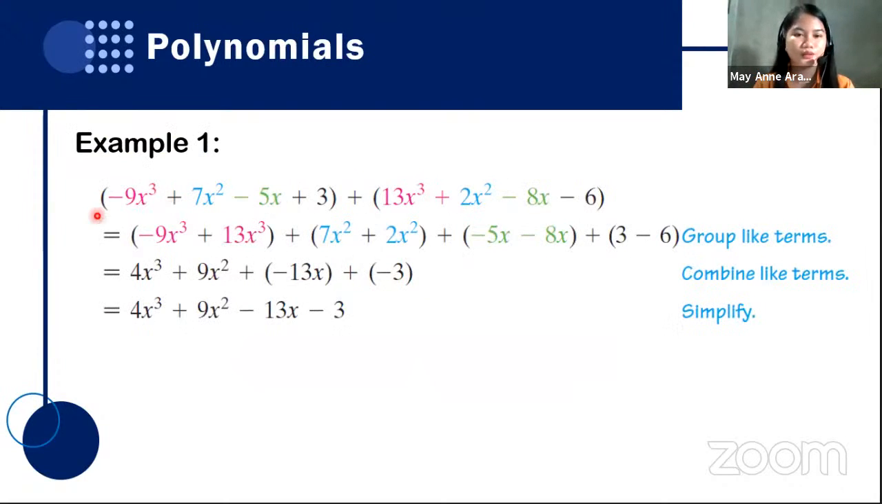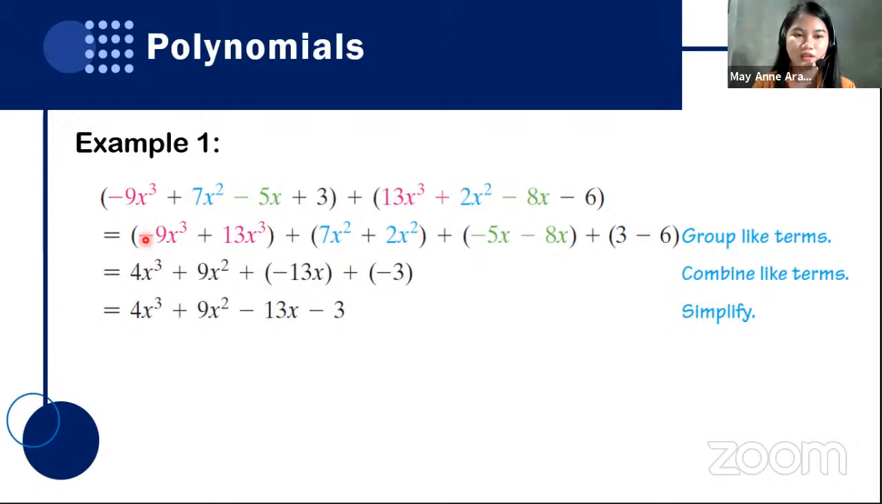Okay, another example. May mga ganito ring tanong sa LET. So you have negative 9. So pagsasama-samahin nyo lang yung may same variable, no? Or you could just combine like terms. Or pag medyo nakakalito, you can group them, like this. Pero kung kaya nyo siyang directly i-solve, much better kasi mas madali yun, no? So in this case, the like terms are negative 9x cubed and 13x cubed, and 7x squared and 2x squared, negative 5x and negative 8x, and constants 3 and negative 6.